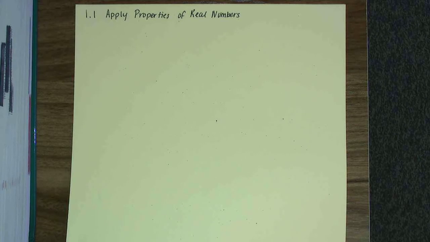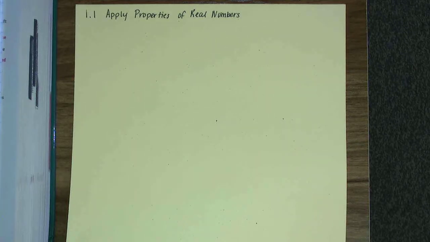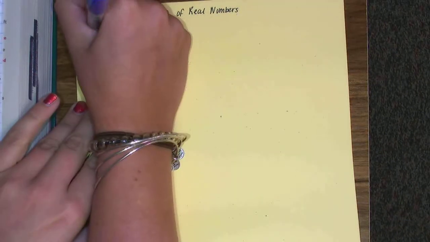This is 1.1, applying properties of real numbers, and we'll just be mainly covering the notes and stuff, and we'll be doing examples in class. So, the first thing is just some definitions or some key concepts that would be beneficial to know. So we're going to be looking at real numbers.